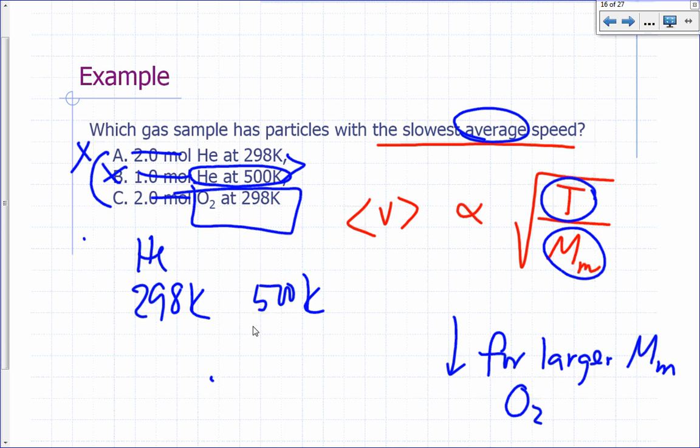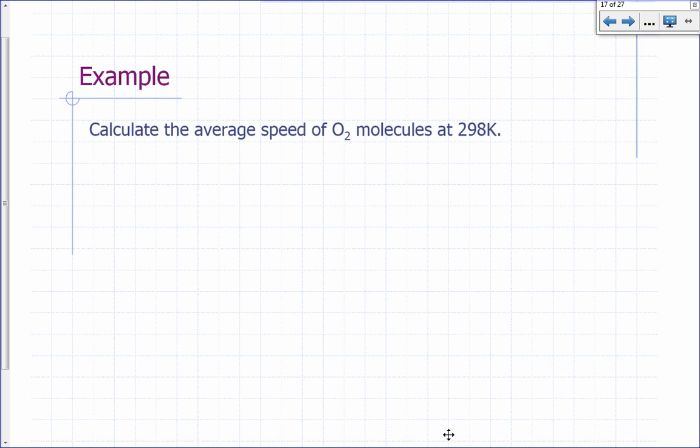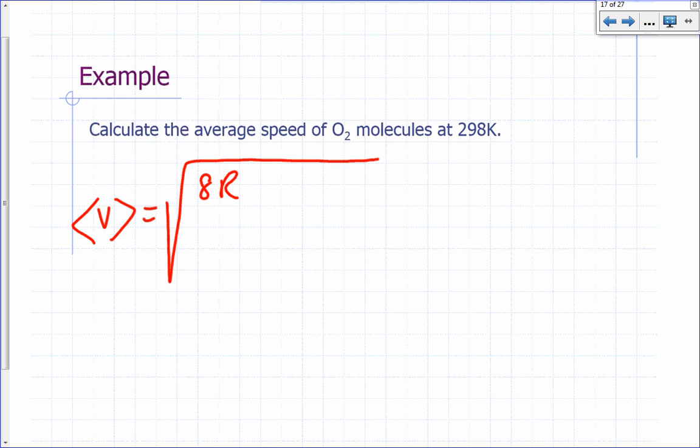Okay, so to summarize. Compare these two. The lower temperature would have a lower speed. Compare these two. The heavier mass would have a lower speed. So the answer is C. Let's actually calculate the average speed of O2 molecules at 298 Kelvin. So the average speed is the square root of 8RT over pi times the molar mass.